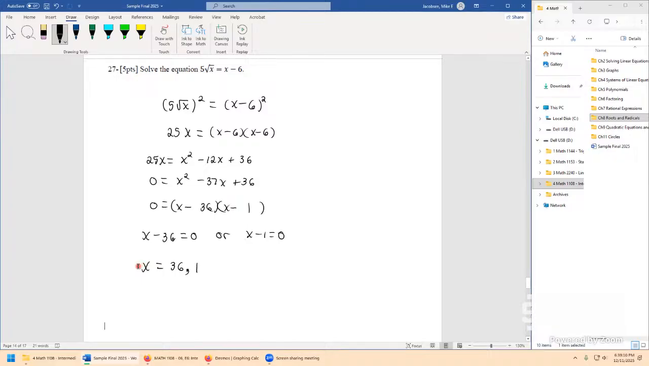Well, this looks all well and good, but you can never celebrate too early when it comes to rational equations nor square root equations, because the issue with these things is that they have excluded values.